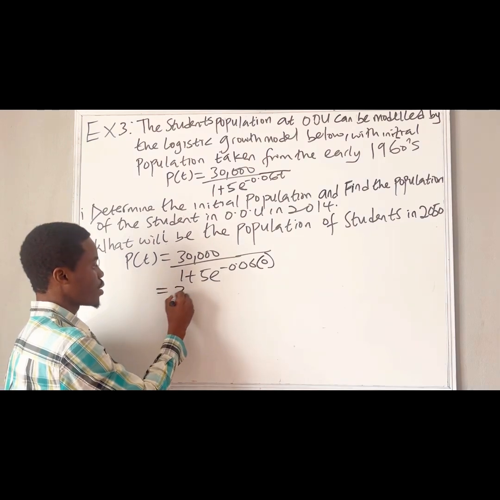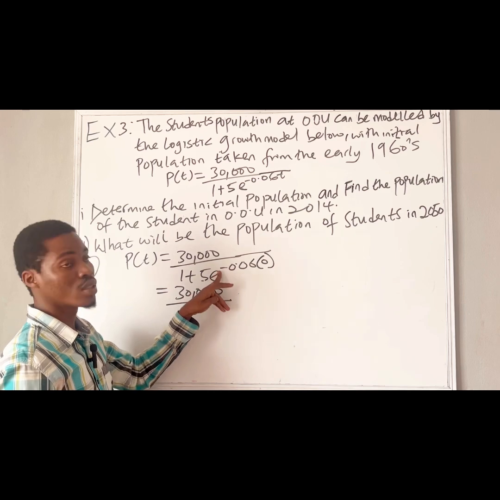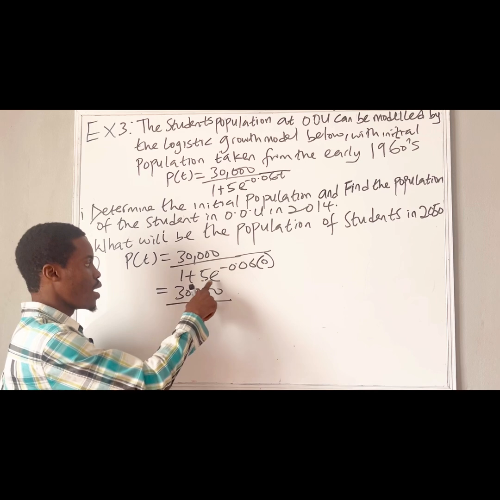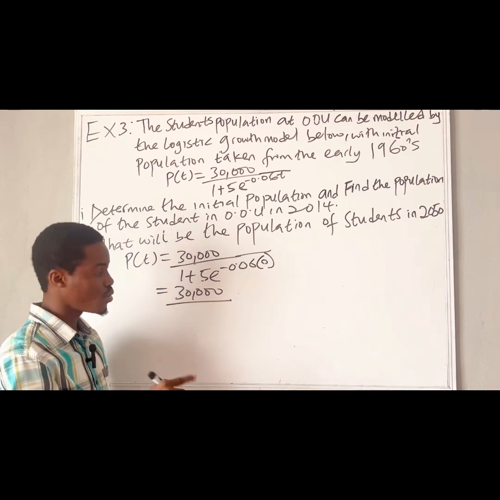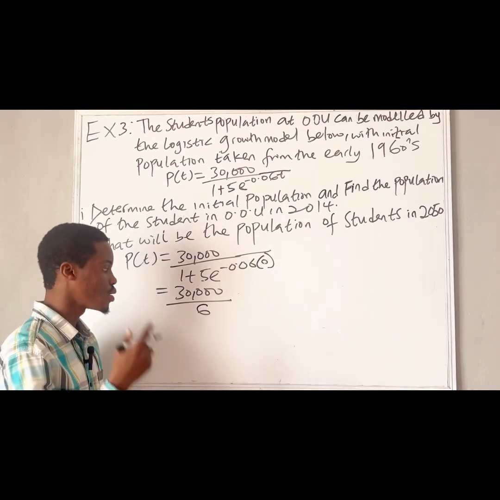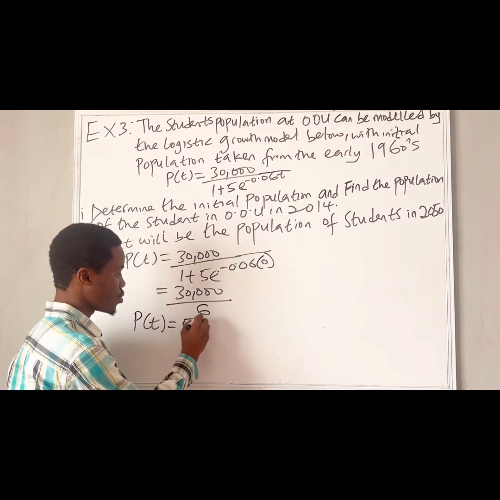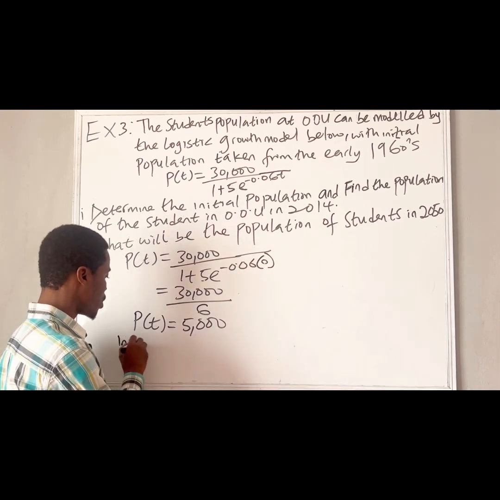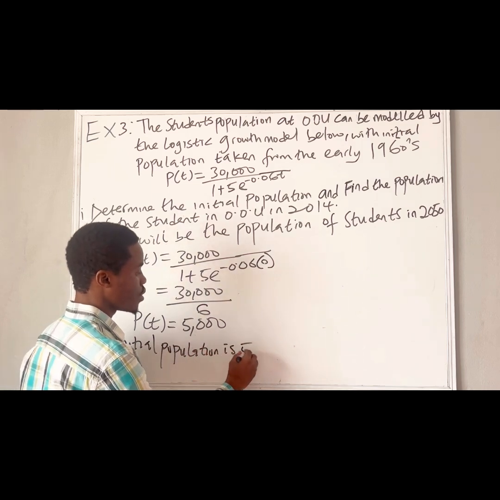So we now have 30,000 all over 1 plus 5 exponential to the negative of 0.06 times 0. If this is multiplied by 0, we are going to get 0. Exponential to the 0 is what? 1. So if you multiply 1 by 5, we are going to get 5. 1 plus 5, we are going to get 6. So we have 30,000 divided by 6, P of t is 5,000. So we now have 5,000 students. The initial population of the students is 5,000.